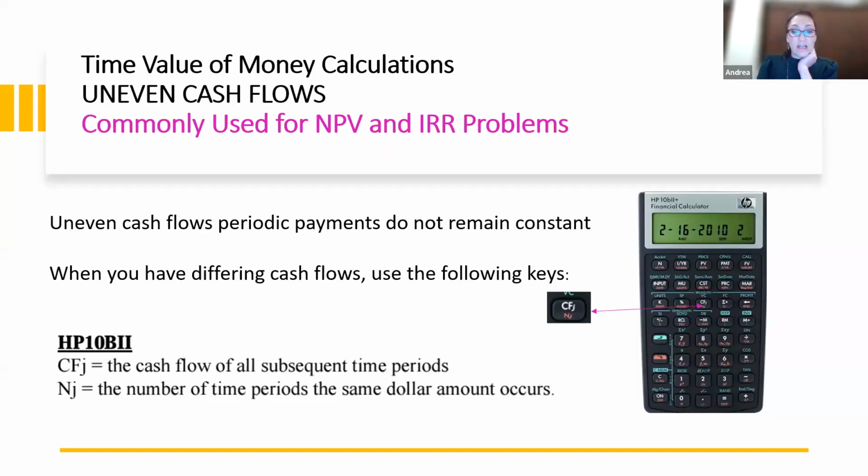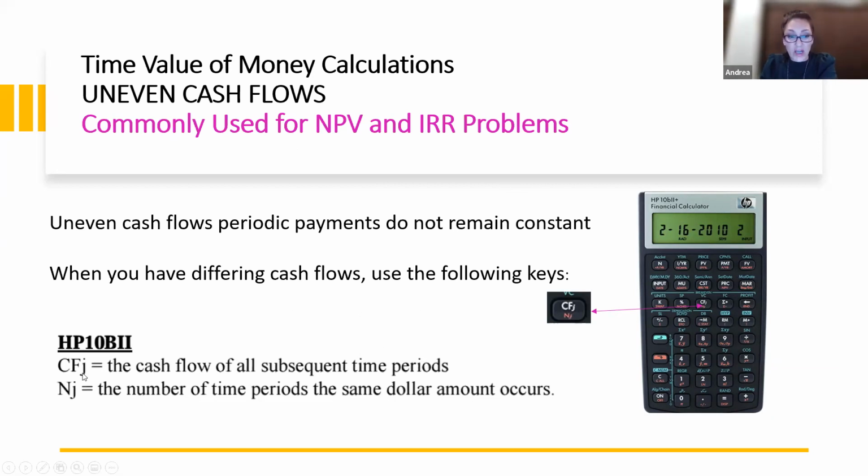All right, now let's look at the uneven cash flows. You're going to use that if the question asks you to solve for net present value, which is what NPV stands for, or an IRR problem, which stands for internal rate of return. This is when your periodic payments are not constant, or you have different cash flows. So you're going to use these keys right here.